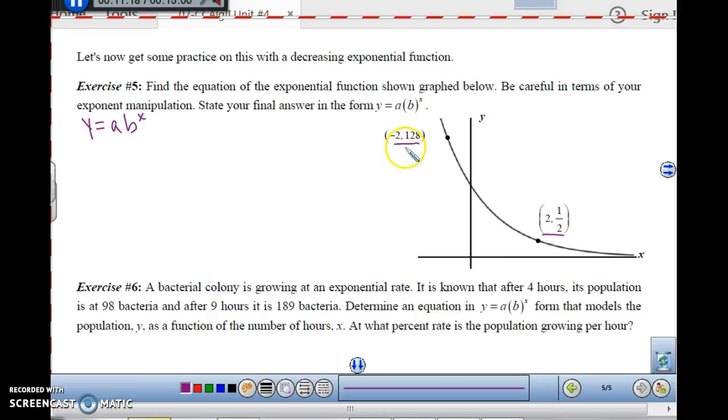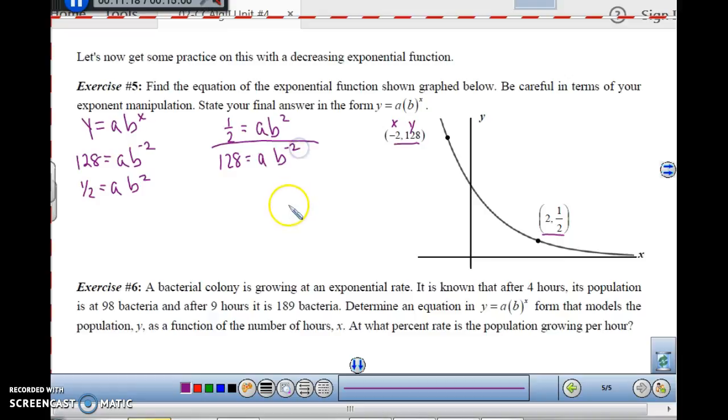Okay, so for this point right here, if I write y equals ab to the x, this is x, this is y. So it will be 128 equals a times b raised to the negative 2. My second equation, using this point, would be 1/2 equals a times b squared. Now when I divide, I usually do the second one divided by the first one. So I'm going to take this one, ab squared, divided by 128 equals a times b to the negative 2.